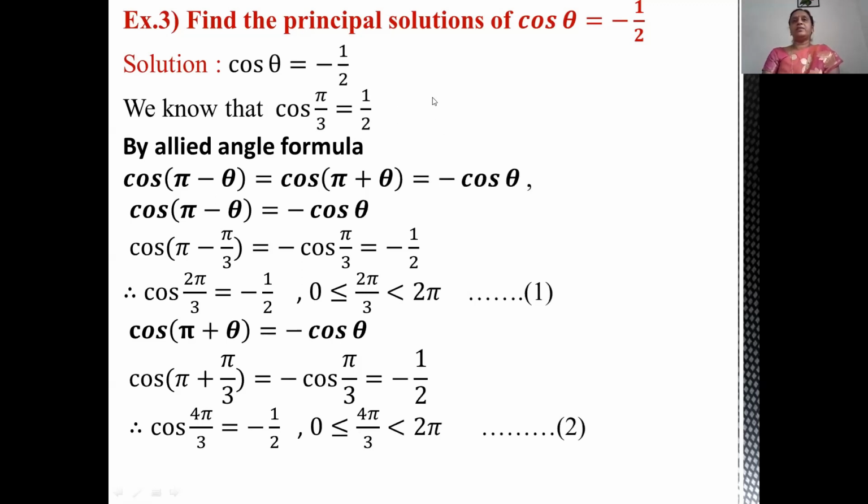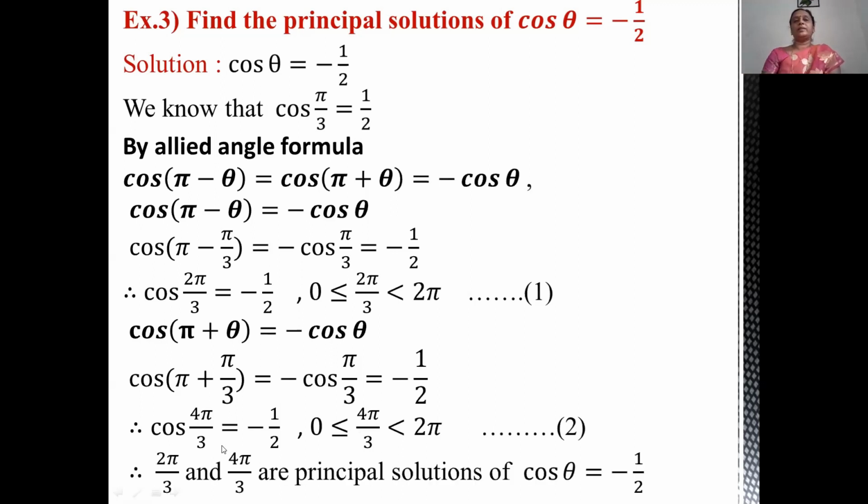Means in this example, as the value is negative, to find both the principal values, we have used the allied angle table. Using this allied angle table, we got the first value of theta as 2 pi by 3 and the second value 4 pi by 3. In this way, 2 pi by 3 and 4 pi by 3 are the principal solutions of cos theta is equal to minus half. Means if the trigonometric function is positive, we take the first value directly from the table and the second from the allied angle table, but if the function is negative, we have to find both the principal values using the allied angle formula. Okay, in this way you are able to find the principal solutions of any trigonometric function.